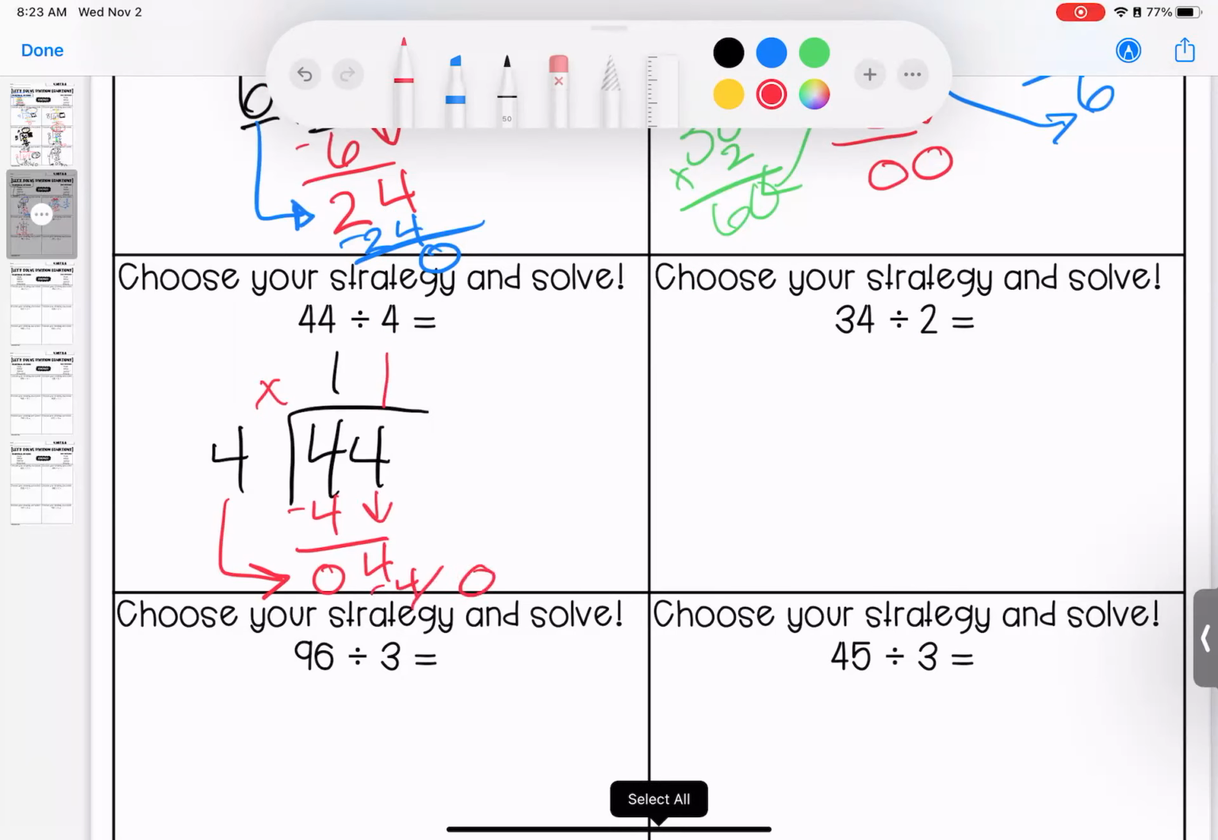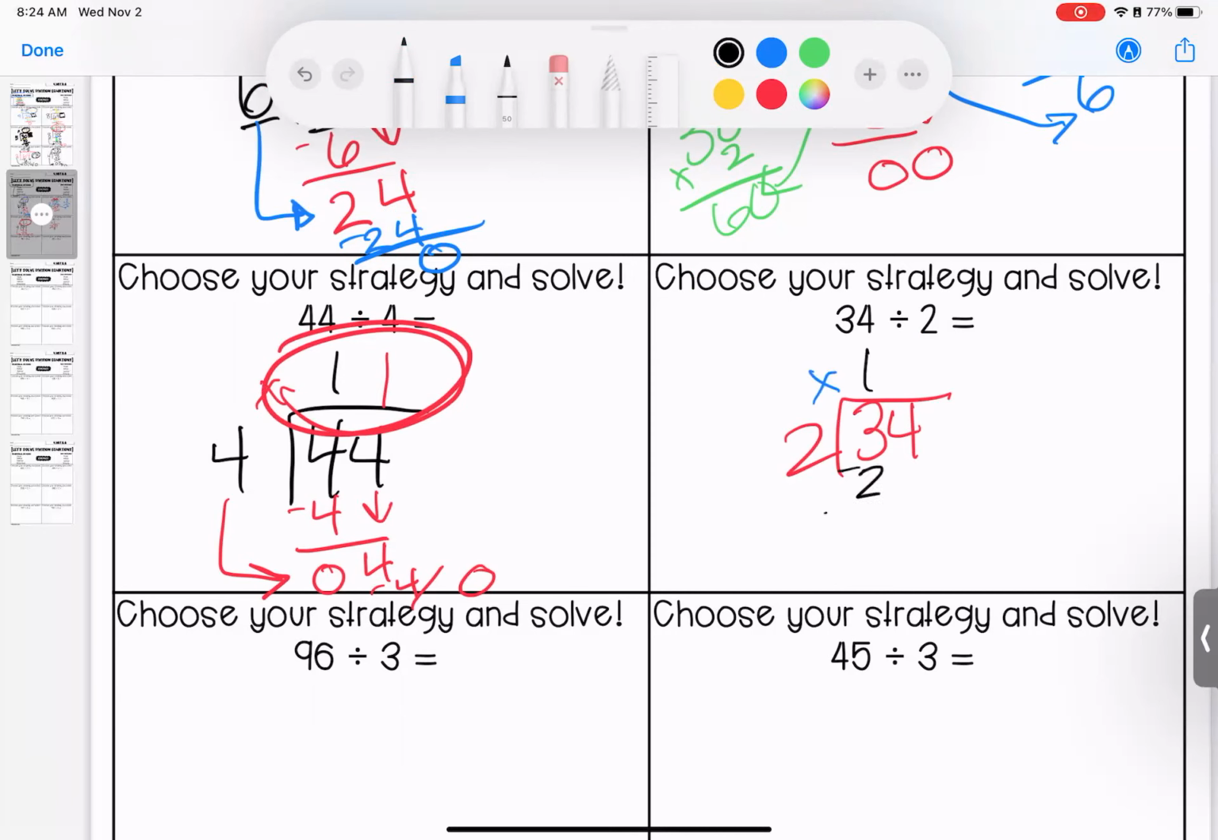Moving over to 34 divided by 2. Oh, and this one is 11, just in case. Does 2 divide into 3? Yes, 1 time. Because 1 times 2 is 2. Remember, we want to get as close as we can without going over. We can't get it bigger. 3 take away 2 is 1. Bring down. Does 2 divide into 14? Absolutely, 7 times. Because 7 times 2 is 14.